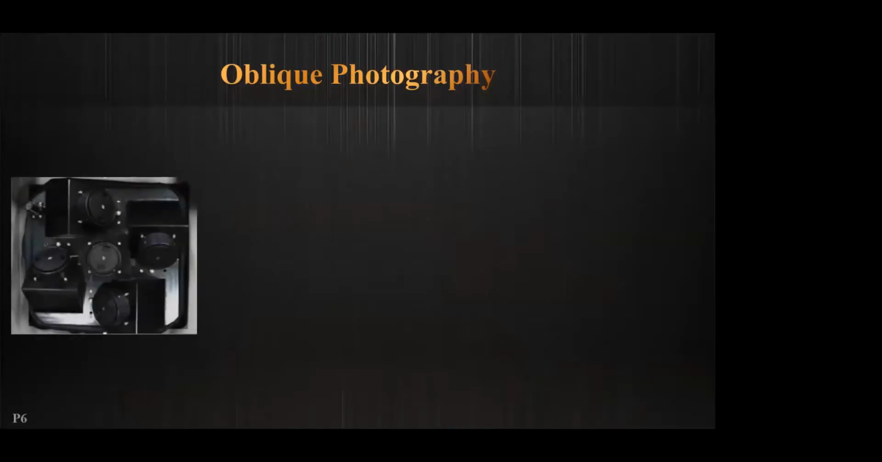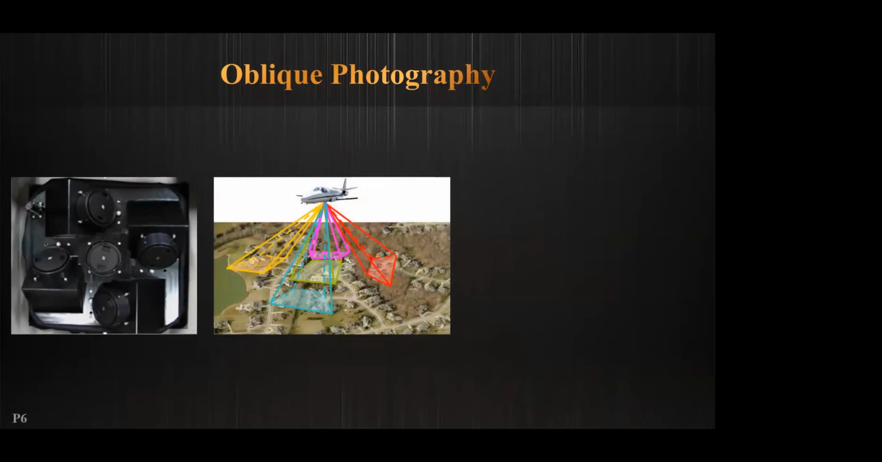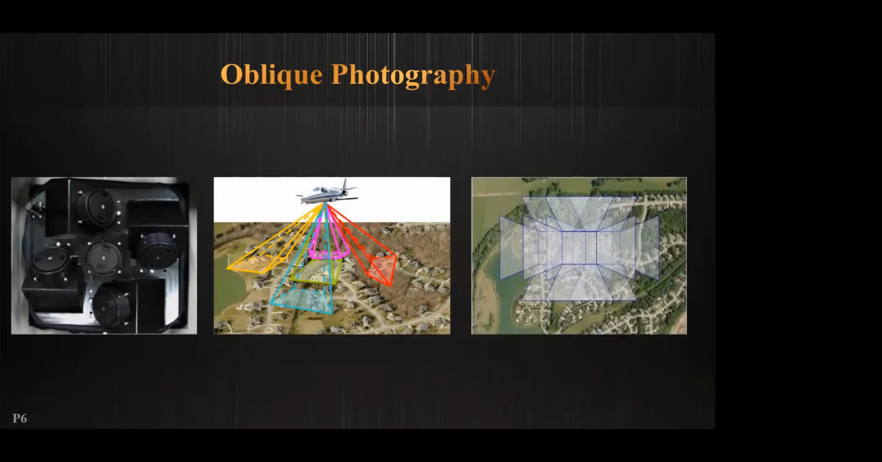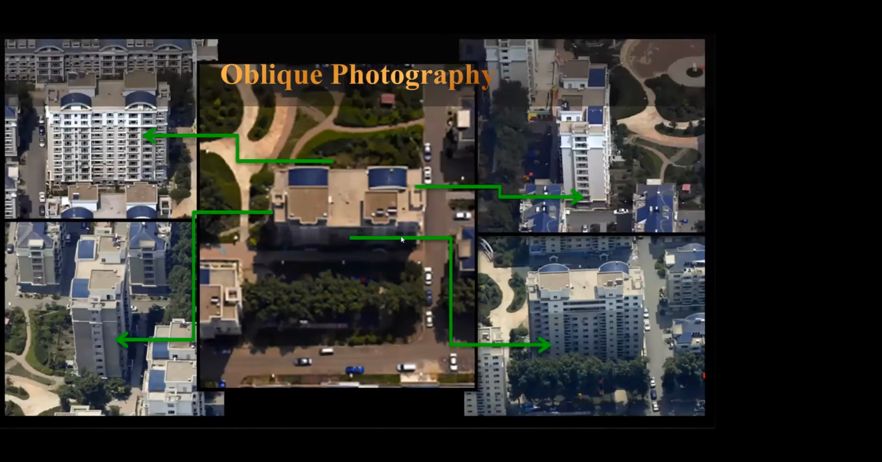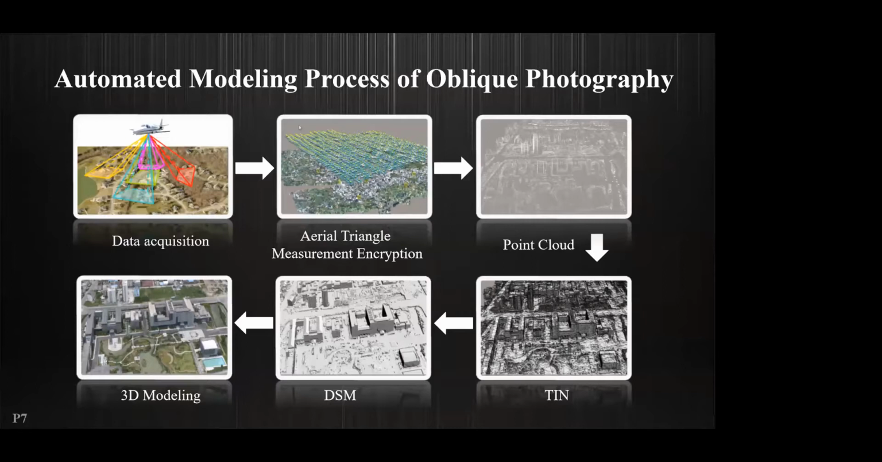We can see this is the camera on the UAV. We always use this kind of camera to take pictures of one object from different angles and different directions. For this building, we can have multiple pictures from different directions, such as from the top, from the left, from the right. This is the step of data acquisition.